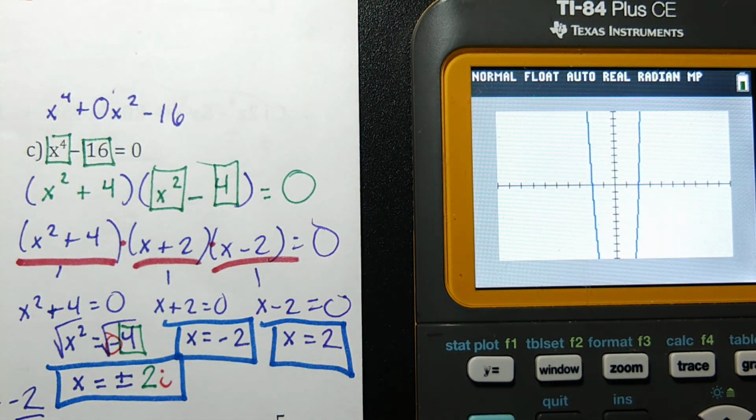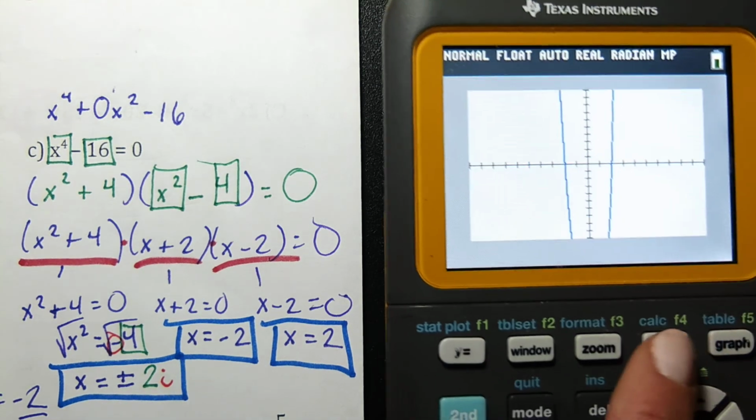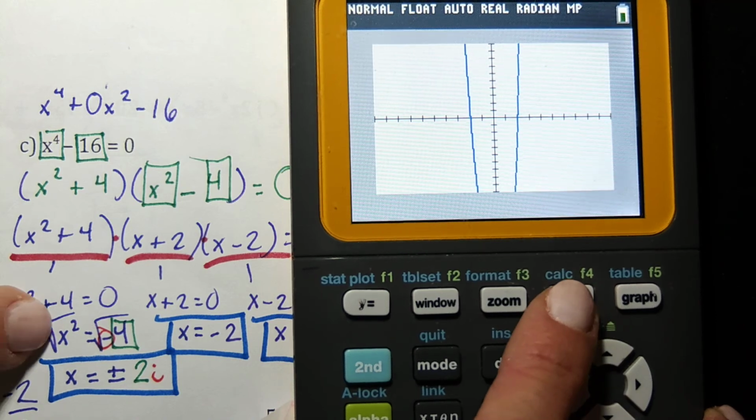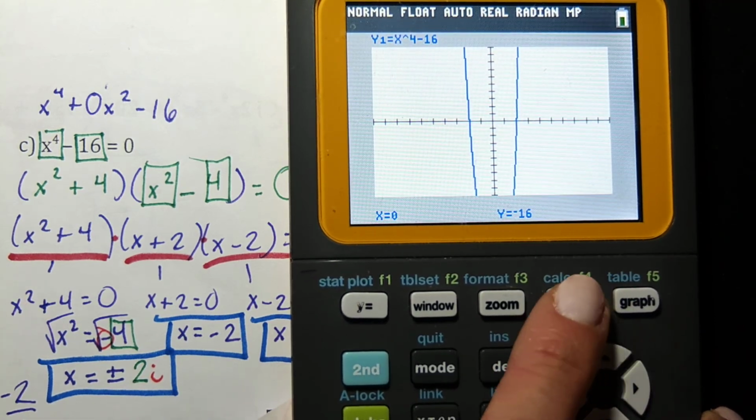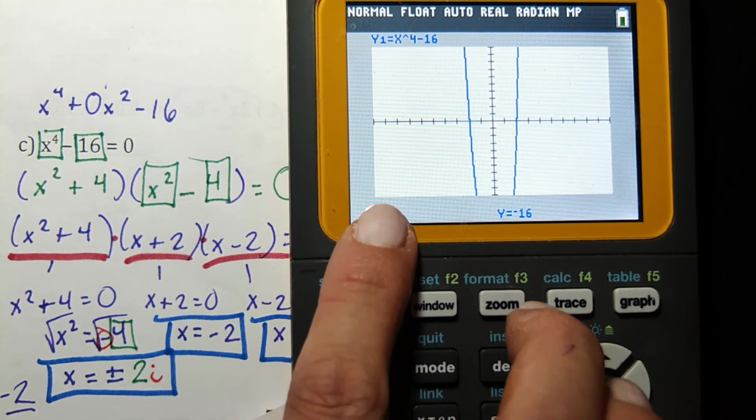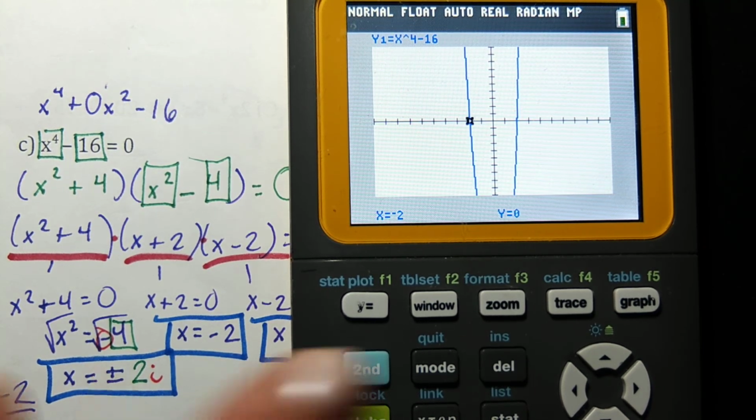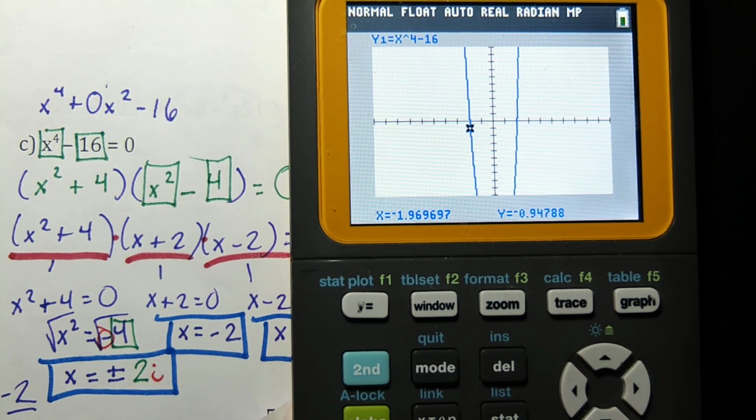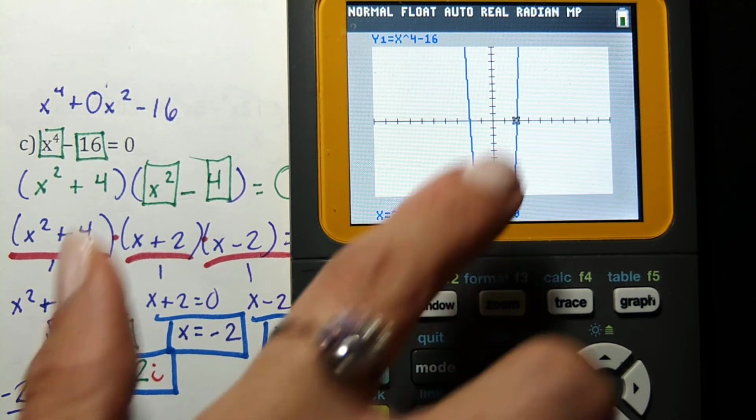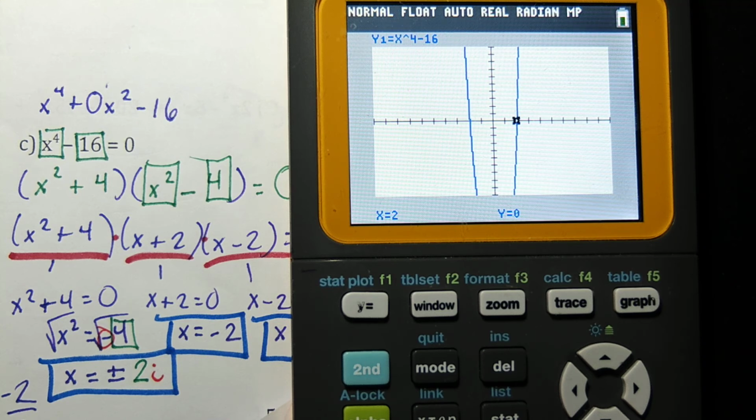Now let's say I'm thinking it looks pretty close, but I'm not sure. You can use your trace button to verify any input. If I hit trace, that engages the x equals, y equals, and if I type -2, boom, we get 0. Hit trace, type +2, and I see that that is also 0.